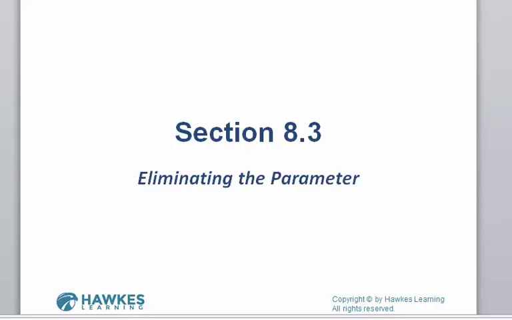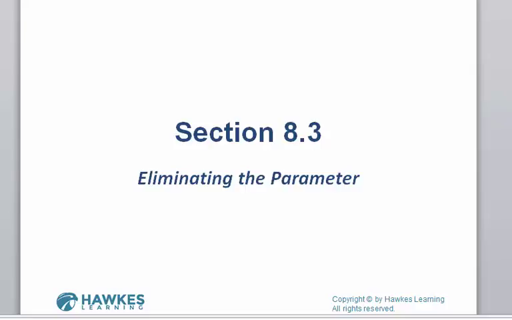We'll now continue our discussion of section 8.3, where we will discuss eliminating the parameter in a parametric equation. Remember that a parametric equation is an equation that has an x and a y and also an additional variable. We have seen a t used in previous examples for time.